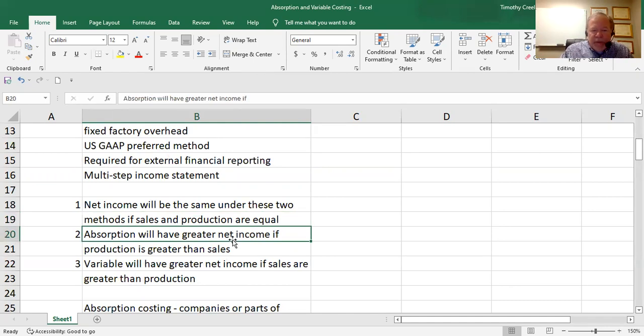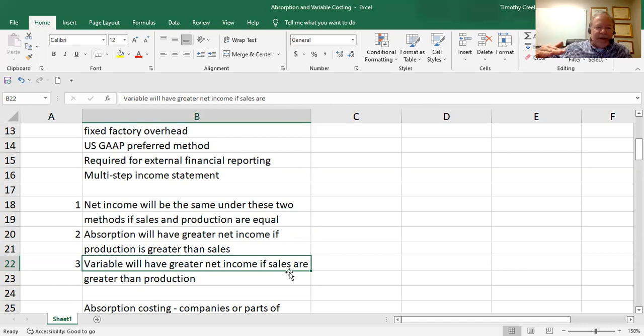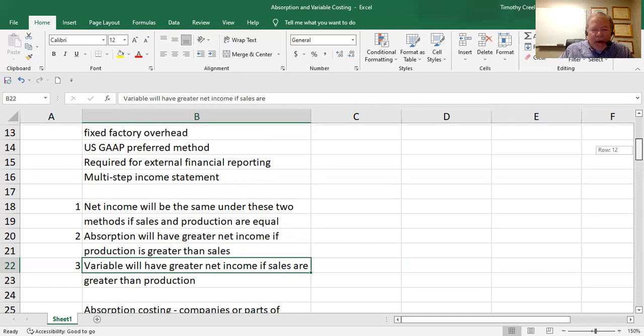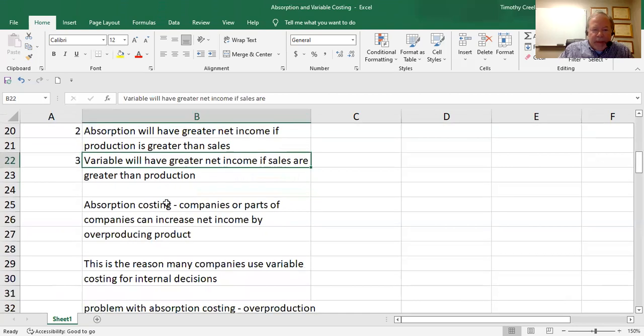Now, absorption costing will have greater net income if production is greater than sales. So if we produce 5,000 units and we only sell 4,000, then absorption would give higher net income. Variable costing will have greater net income if sales are greater than production. So if we sell 6,000 but only produce 5,000, then variable would give us a higher level of net income. So a couple of comments from that.